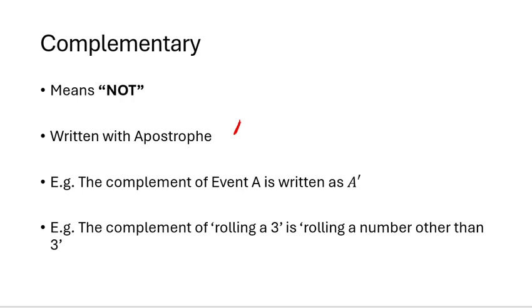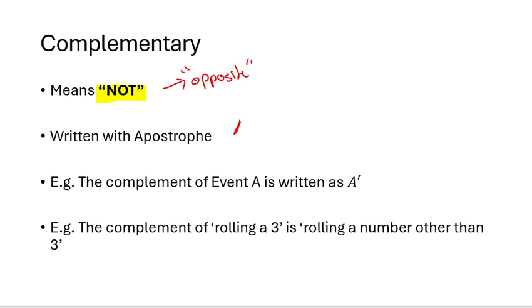Now, the next thing is complementary. It just literally means not, or it could be opposite. You can think of it like opposite as well. That's another way of phrasing complementary. Now, it's always written with an apostrophe. So make sure your apostrophes are really clear as well. Don't make it look like a comma. Actually, make it look like a nice, clean apostrophe.